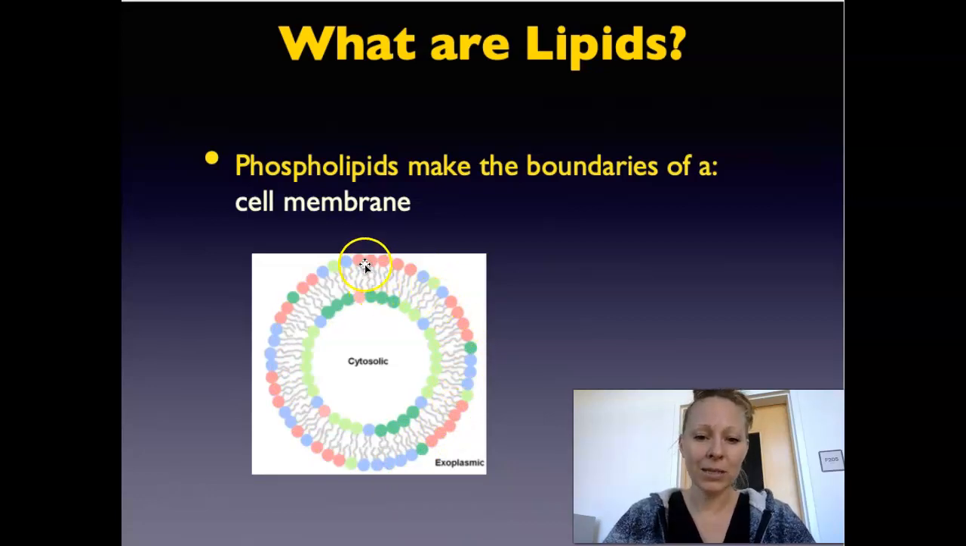And if you look closely at this picture, you will see the phosphate head and the 2 fatty acid tails. And this is how a cell membrane is made up, of this bilayer, or these 2 layers of phospholipids. And that's what makes up our cell membranes. And we'll talk more about this later on when we start talking about cells.